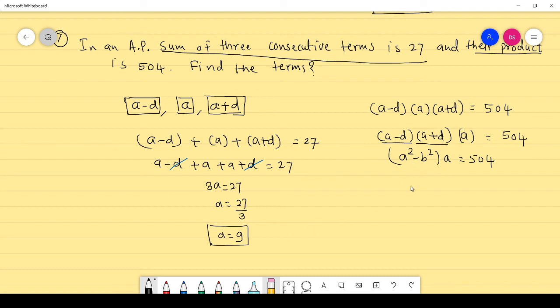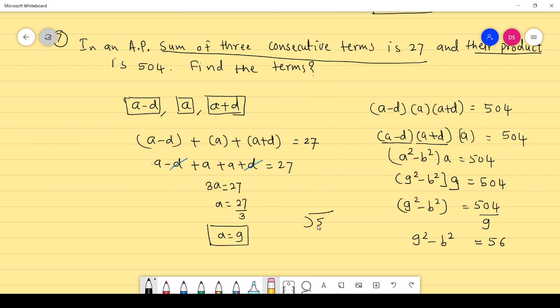Now place the value of a in this equation. 9 square minus d square into 9 is equal to 504, instead of a we put 9. Take the 9 to this side. So 9 square minus d square, in the bracket, will be equal to 504 divided by 9, and 504 divided by 9 is equal to 56. You may say, sir, how is it so? Let me solve it for you: 504 divided by 9.